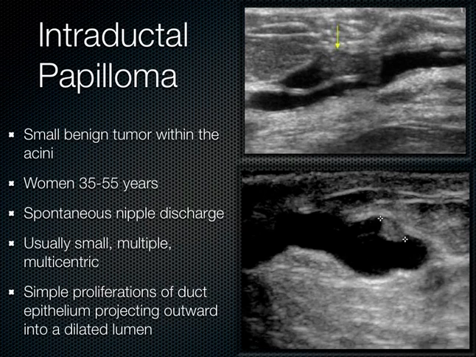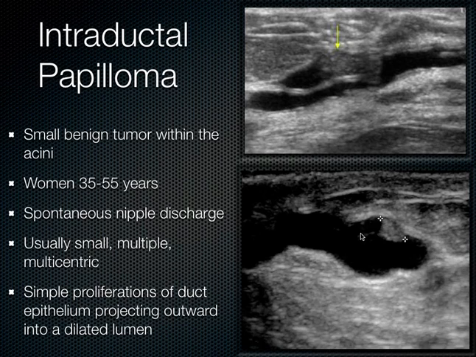And if you get a mammogram on these patients, it looks like there's a raspberry-like lesion on the mammogram. And these can often grow in size and become palpable. And it's actually a benign tumor within this acini, and in women aged 35 to 55 years old. And sometimes they're small, but they can be multiple with multiple focal areas to them. It's basically just a proliferation of the duct epithelium that projects inwards into a dilated lumen. We can see that again over here.